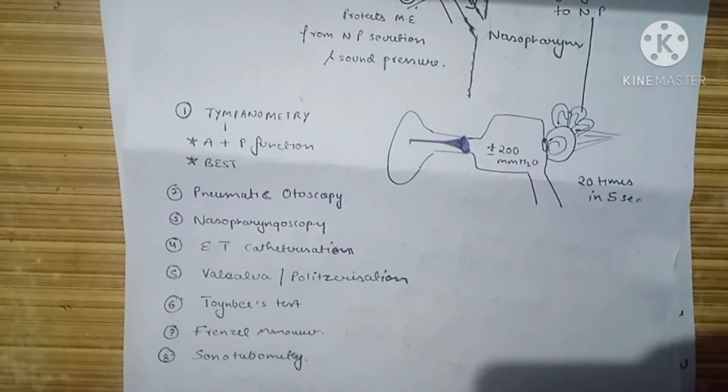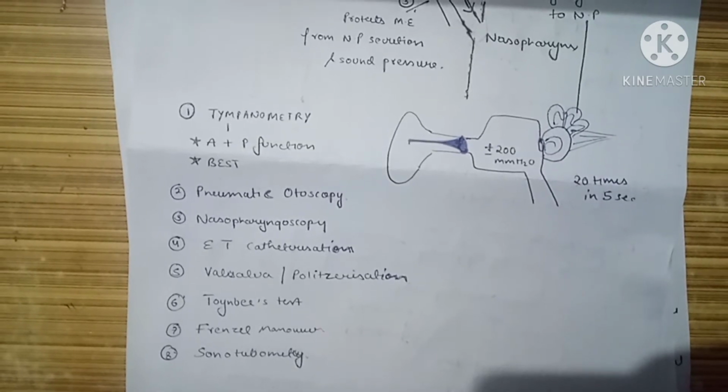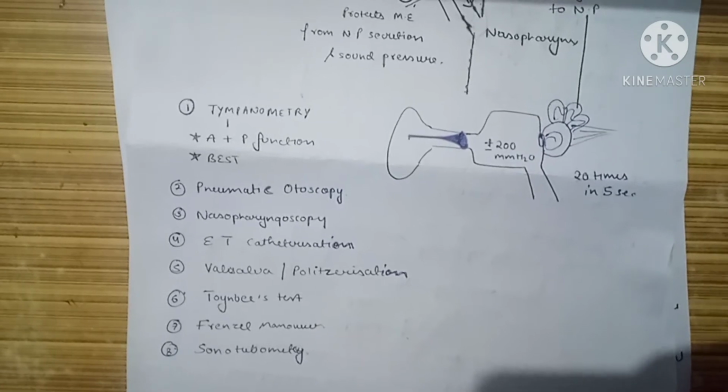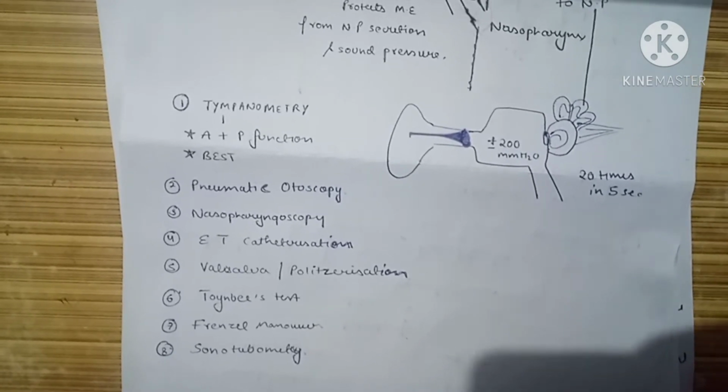The third test is nasopharyngoscopy. Nothing much in it. We insert an endoscope and check for the patency of the eustachian tube. Now the fourth one is eustachian tube catheterization.